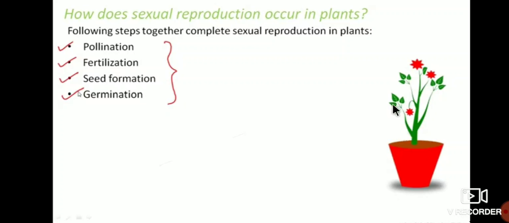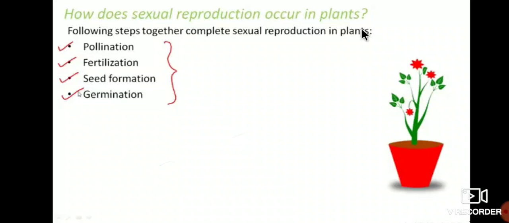See here, how it happens: pollination, fertilization, seed formation and germination. So these are the four different methods of reproduction that occur in plants, but the main reproductive part of a plant is the flower. In that, both male and female organs will be there.